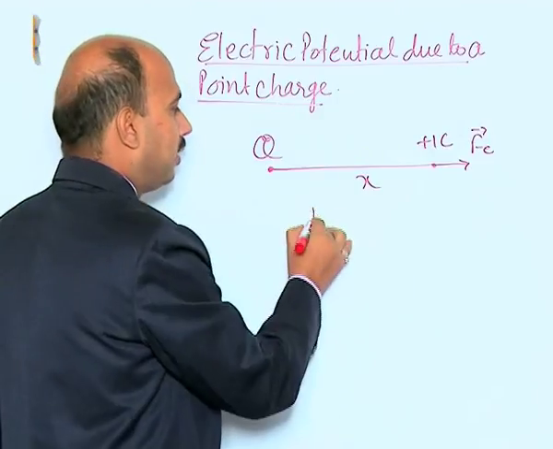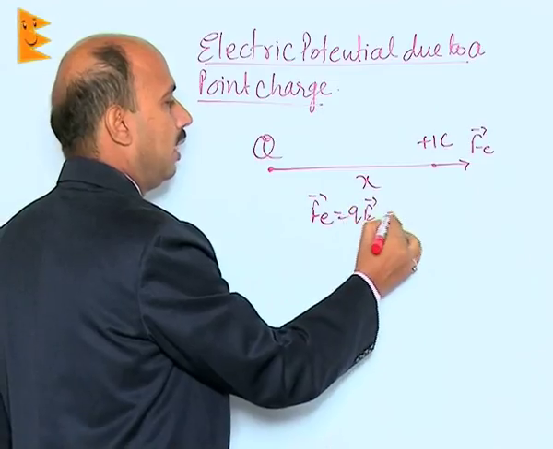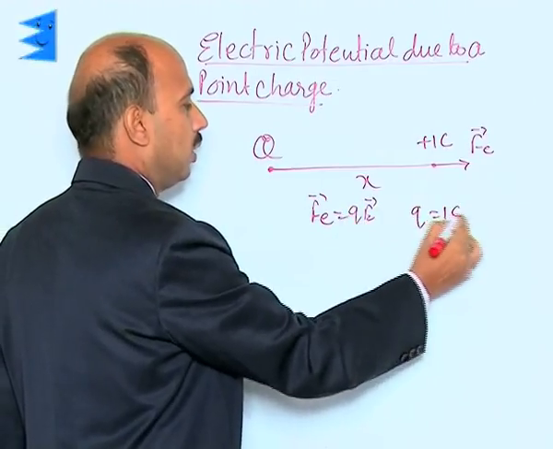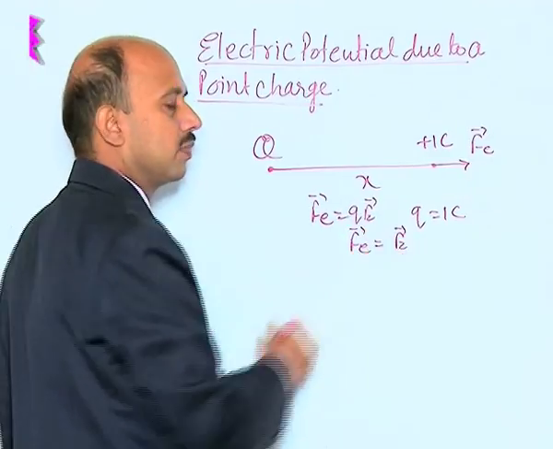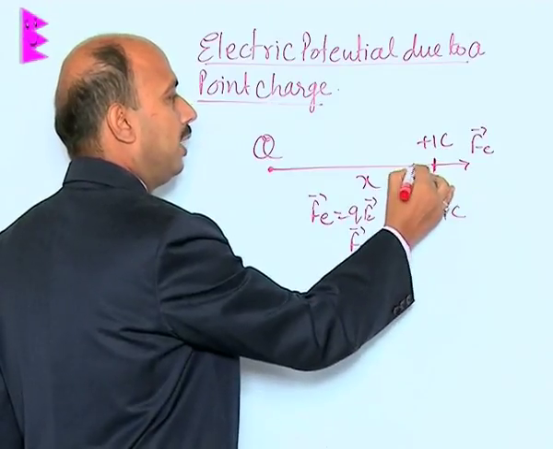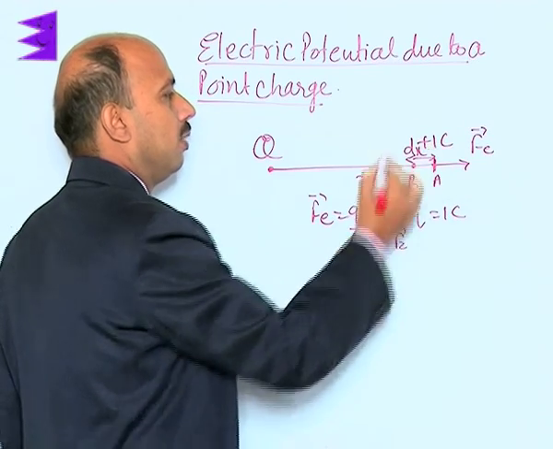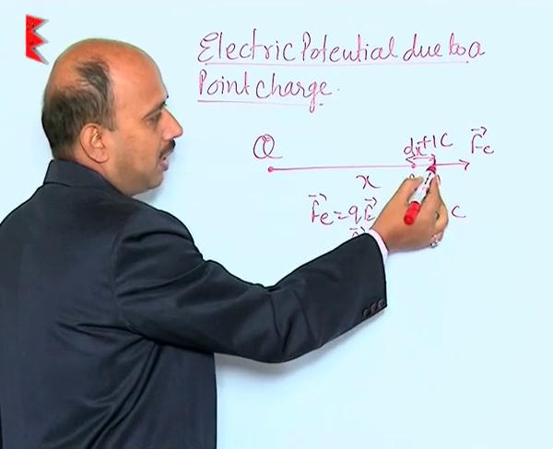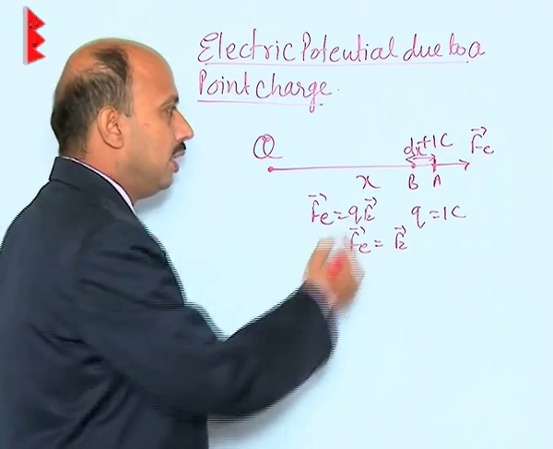So, we can write F_E = qE, and if we take q as 1 coulomb, then F_E = E. Now, suppose this charge is brought from point A to point B by a small displacement dx without any acceleration. So, you are bringing this unit positive charge from A to B without any acceleration.